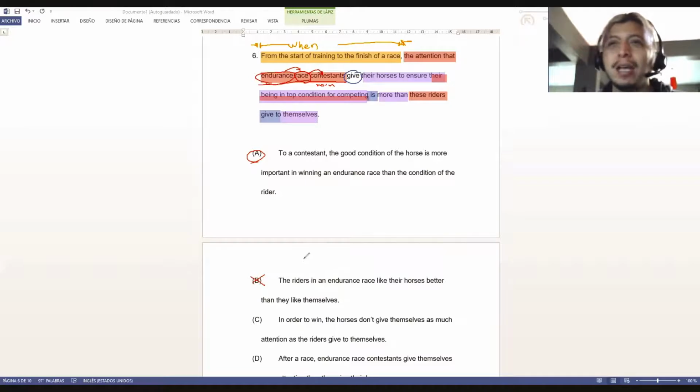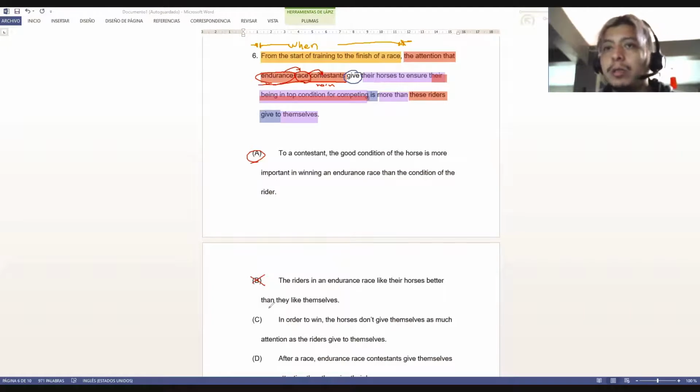And it doesn't say, I mean, maybe they do it because they like the horse more, but maybe they do it because they want to win. It doesn't say anything about the reason, okay? So they are not saying why. Well, we can guess that they do it because they want to win, because it is important. It is more important that the horse is in good condition. But it doesn't say that they like them more. Probably, but that's something we cannot assume.